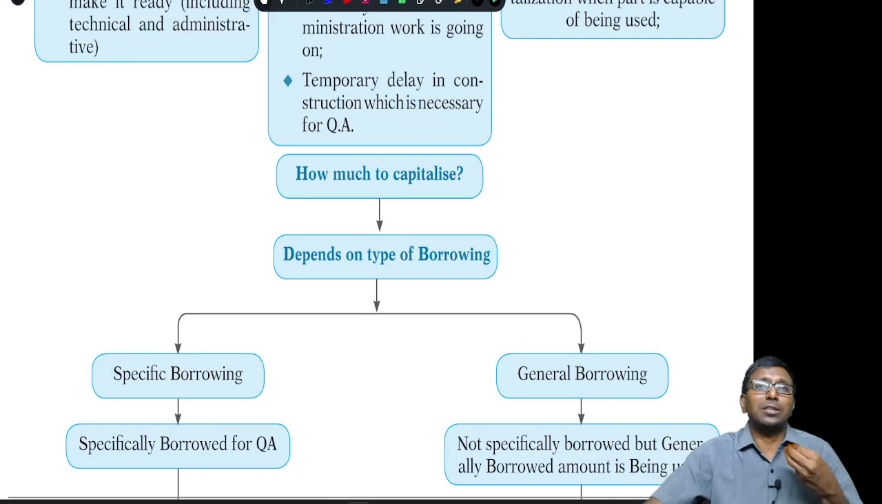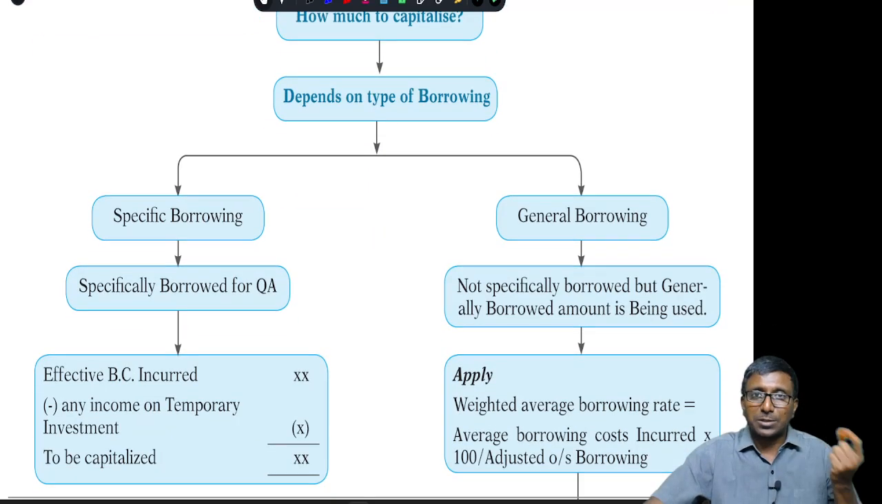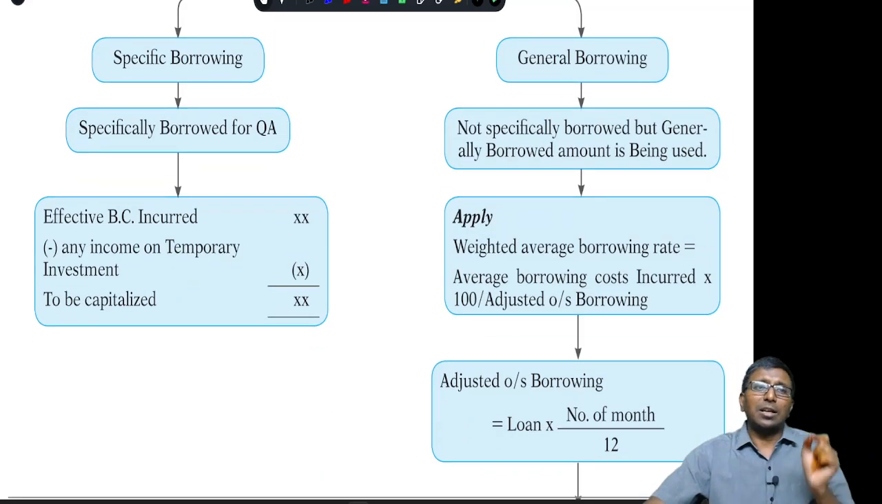It depends upon the type of borrowing. Is it a specific borrowing or a general borrowing? If it is a specific borrowing, that is, specifically borrowed for the purpose of the qualifying asset, take the borrowing cost minus any income on the temporary fixed deposits made out of the loan. The remaining amount is supposed to be capitalized.